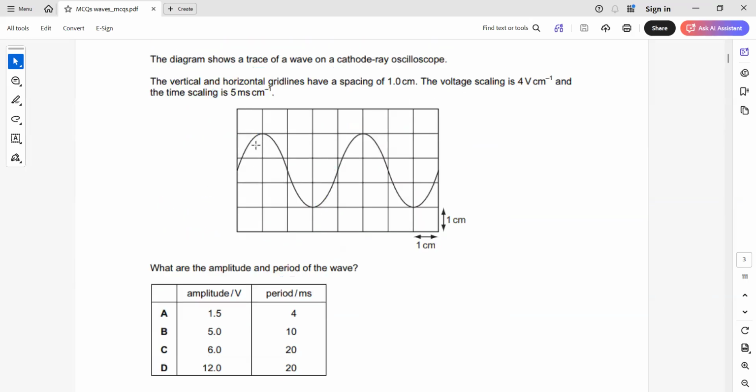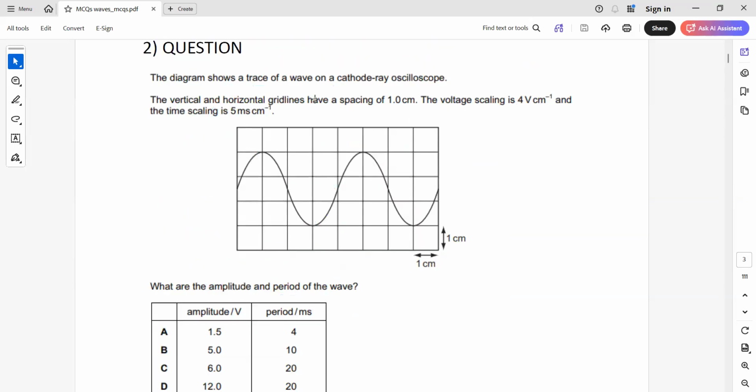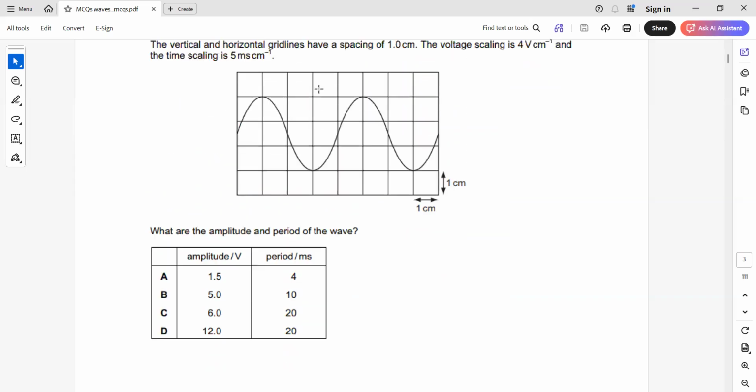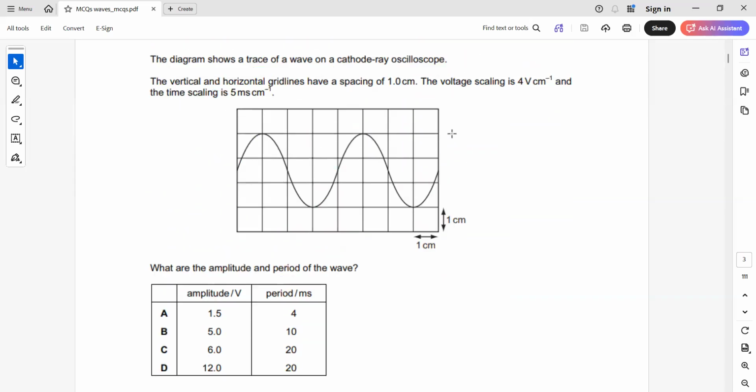Is it clear to everyone? How we worked out the amplitude, sir, and sir, can you explain the period again? I'm confused. Sure, I will repeat.